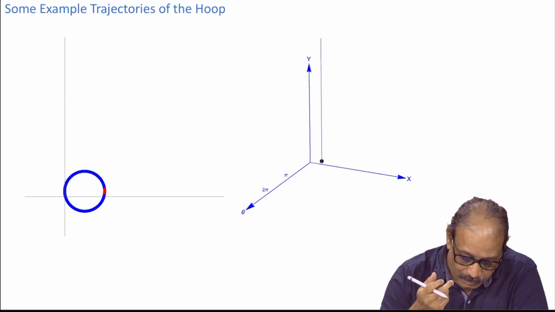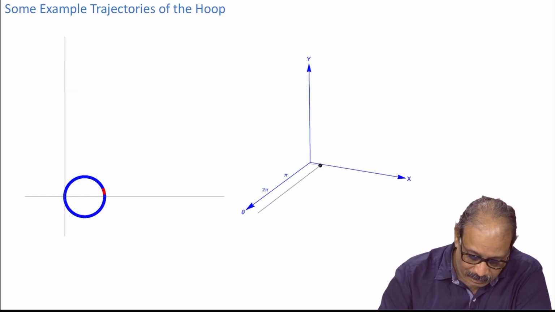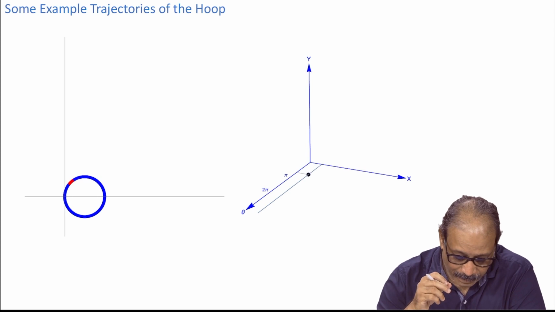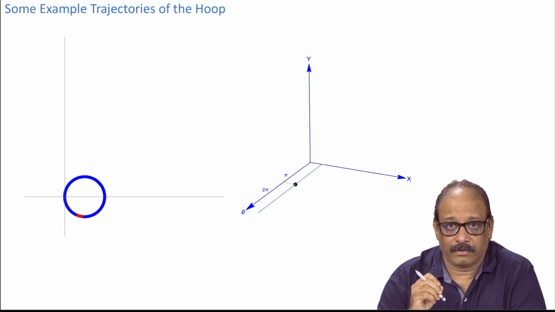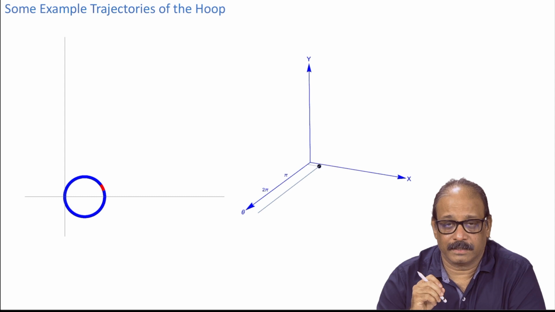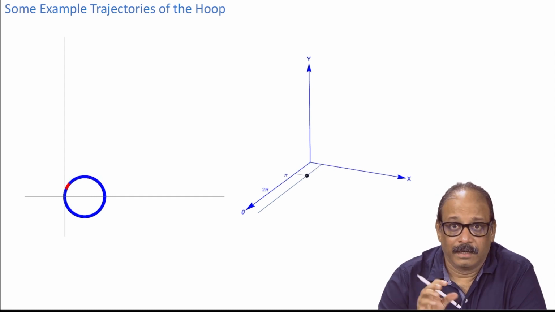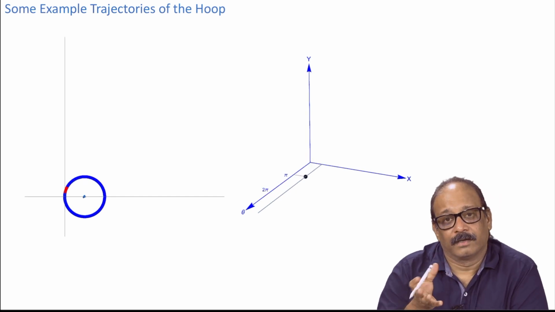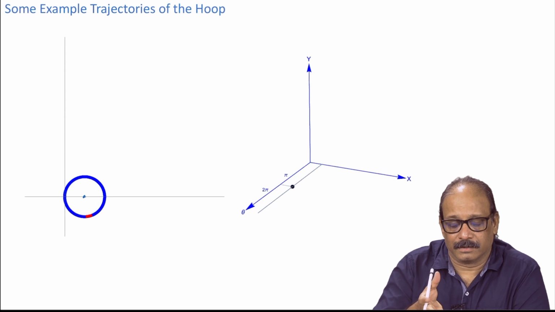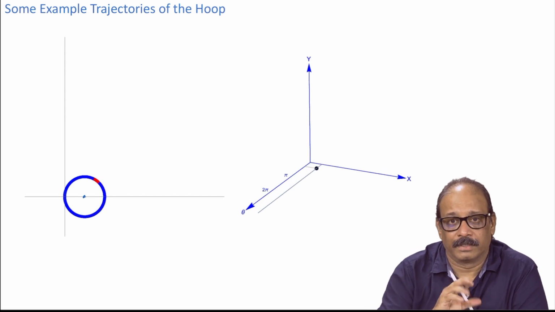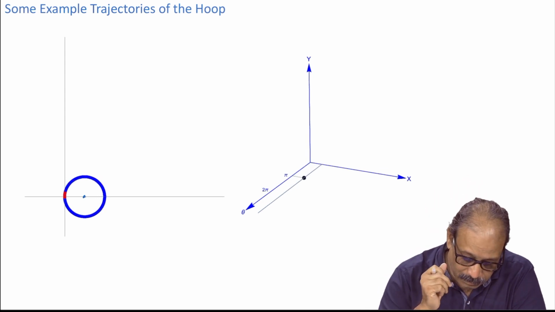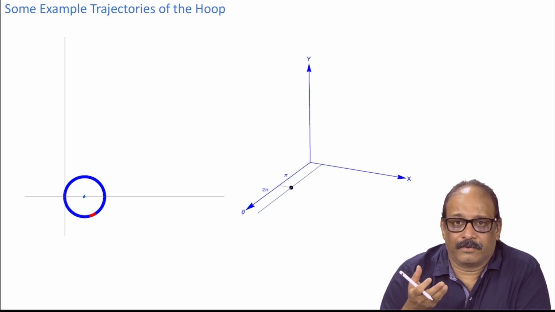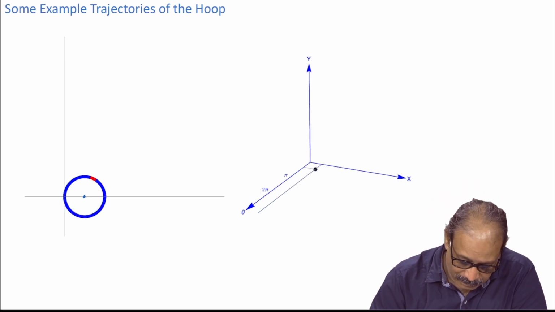Okay. Then we can of course consider the other one, where x and y are constant and only theta is changing. What does that mean? The center of the disk is fixed, it is not moving here. What is moving? Only the disk is rotating, the hoop is rotating about its center. Okay. And then of course, you can have a variety of other possibilities there.